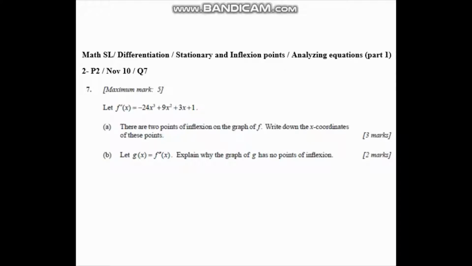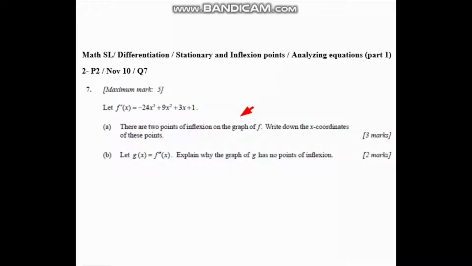So in question A, we are told that there are 2 points of inflection on the graph of f. Write down the x coordinates of these points. Now we know that the definition of a point of inflection is that f double dash is 0 and changes sign before and after. Here we are already told that there are points of inflection, so we don't have to do the test of changing the sign before and after. We simply have to get the x coordinates where f double dash is 0.